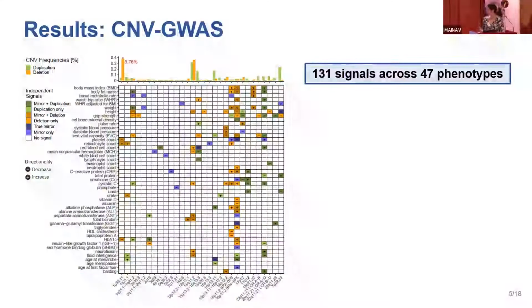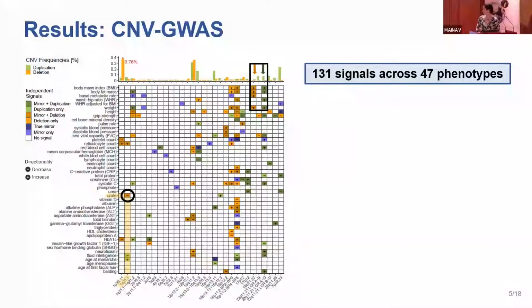And this resulted in the identification of 131 independent association signals over 47 different traits. And those are all represented on the map that you have here, but it's rather complex. So I highlighted an example to show you how to read it. So here highlighted in yellow, we have a deletion because of the brownish color on chromosome 1q21 that is associated with decreased level of serum urate as indicated by the minus sign.